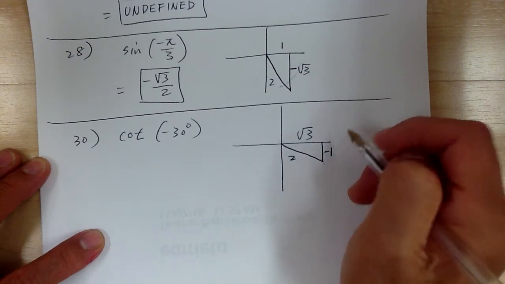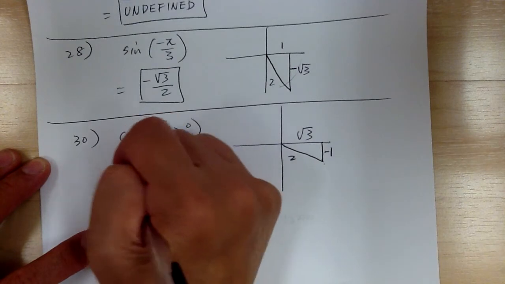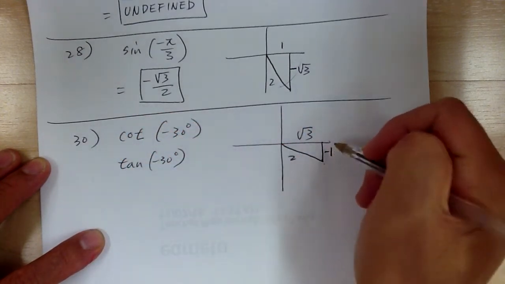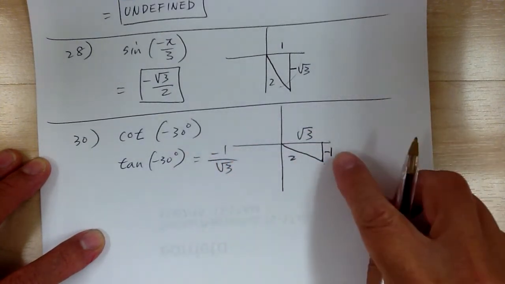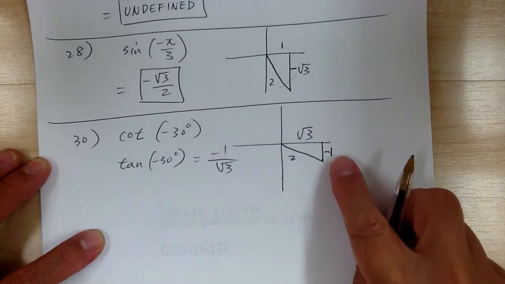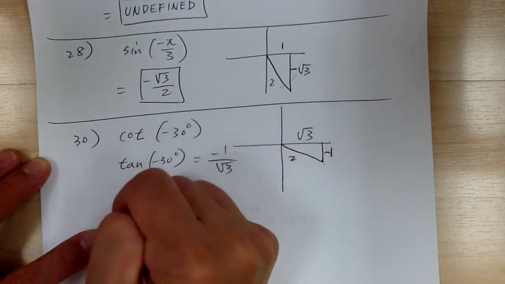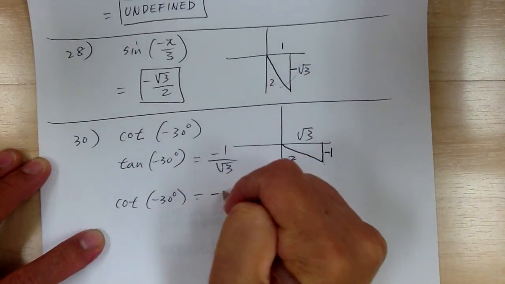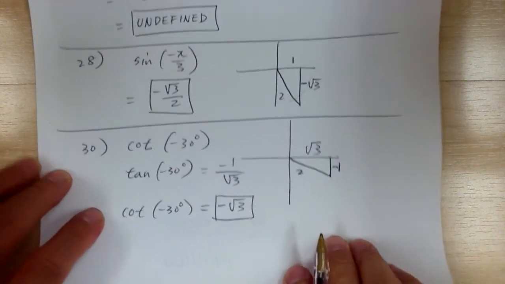So cotangent, let's do the tangent first. So tangent of negative 30 degrees is sine over cosine, so it would be equal to negative 1 over square root of 3, right? Again, tangent is the slope, so it's the y over the x. So cotangent of negative 30 degrees would be the reciprocal. Flip it over, you get negative square root of 3 over 1, right? And so that's it. Okay, let's go to number 32.